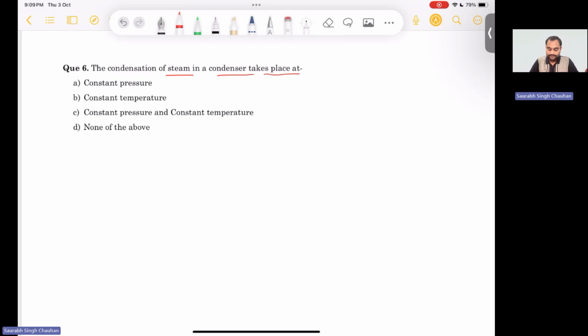Even without the knowledge of power plant or steam power plant, you can easily answer this question. Condensation is a phase change process. Any phase change basically takes place at constant pressure and constant temperature, right? If you are keeping the pressure constant, then during the phase change process, temperature will remain constant, and if you are keeping the temperature constant, pressure will remain constant.